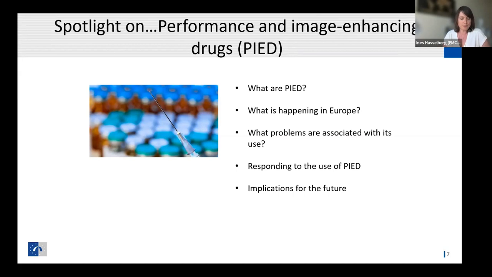for the future. Now, again, here I'm not going to dwell on these substances, as our colleagues from EU-OSHA will be talking soon about these and other human enhancement drugs.